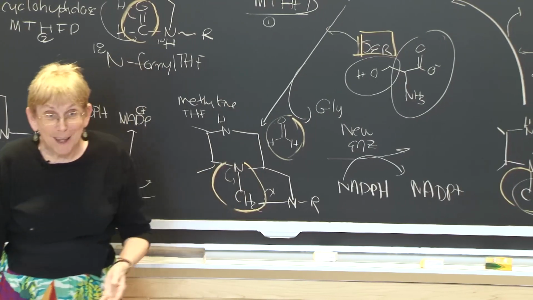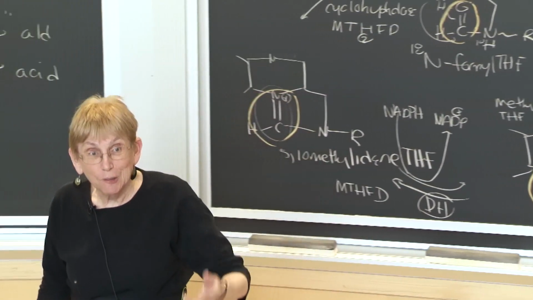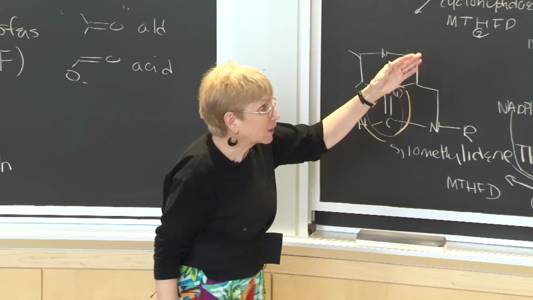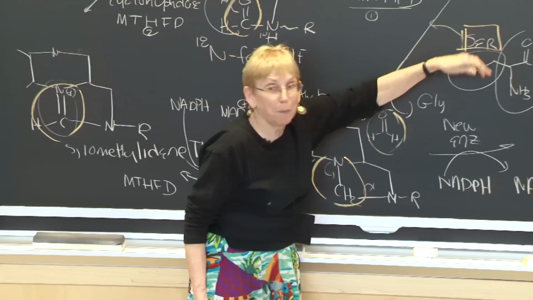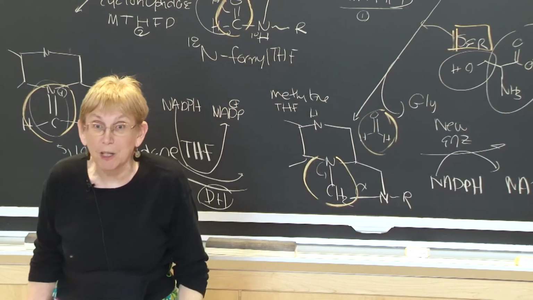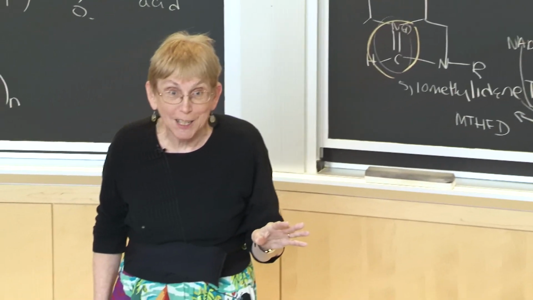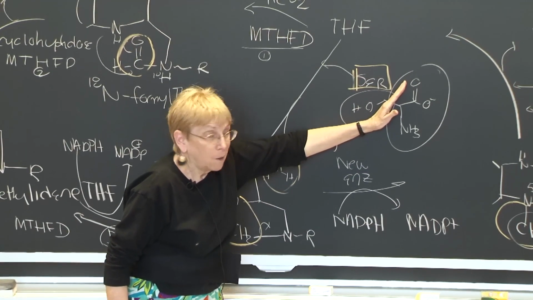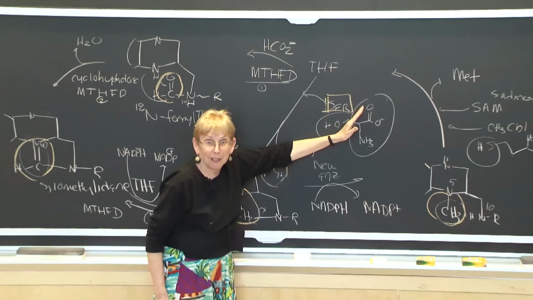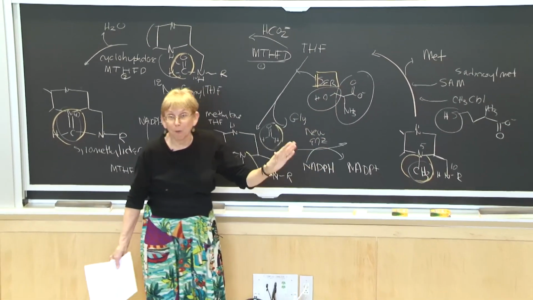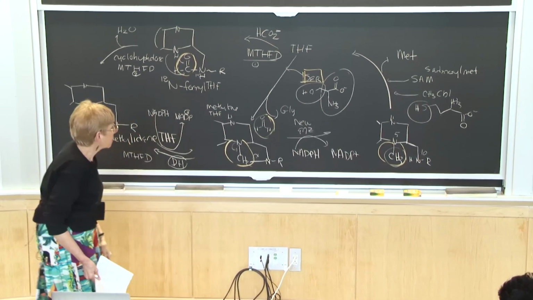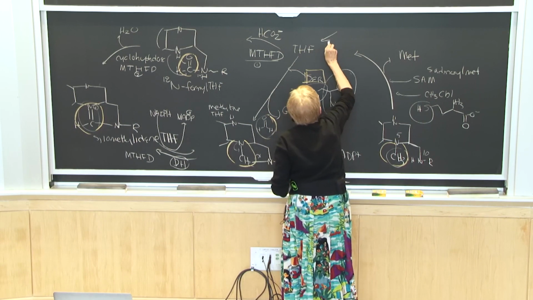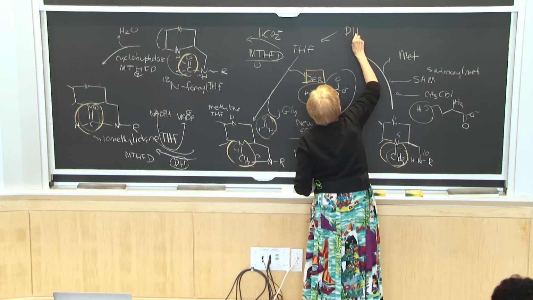PLP is sort of an amazing cofactor. It can do alpha decarboxylations, racemizations, aldol reactions, and it activates the beta positions, so you can do beta eliminations and replacements. It can do probably 10 or 15 different reactions. This one is unusual in that what you're doing is an aldol reaction, cleaving that bond, a reverse aldol reaction in this case. And then the other thing is if you want to link this into pyrimidines, you have dihydrofolate.